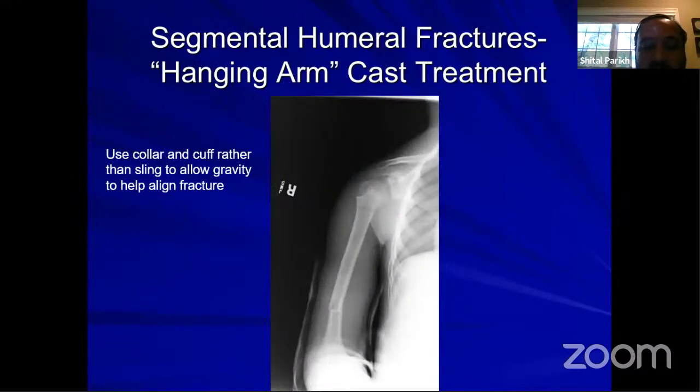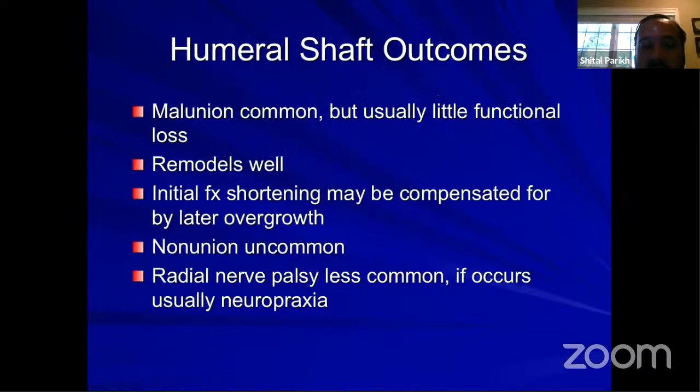Here is a segmental fracture treated with a hanging arm cast. Even though there may be some malunion, it usually doesn't cause any functional loss. Varus is not tolerated very well. It's typically an issue in obese patients who have to keep their arm a little bit abducted because of the size of their chest, and they fall into varus. So obese patients might benefit from careful observation and, if needed, surgical treatment.